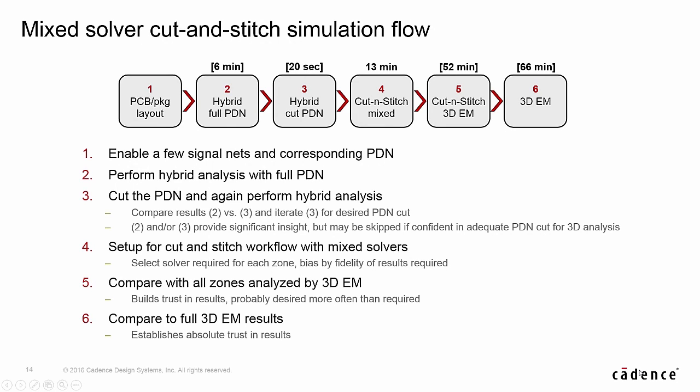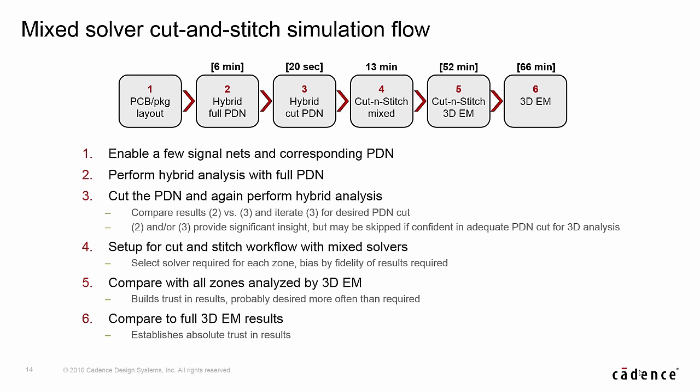We return to the previous slide on mixed solver simulation flow. Applying multiple solvers is a topic that goes well beyond cut and stitch, but it's the focus of this entire simulation approach. It all starts at step 2 with a full design simulation using the hybrid solver, a simulation we could never hope to complete using the 3D solver. Then, in step 3, we quickly validate and even tune our circuit for local simulation success and efficiency. Again, this is something impractical with 3D simulation.